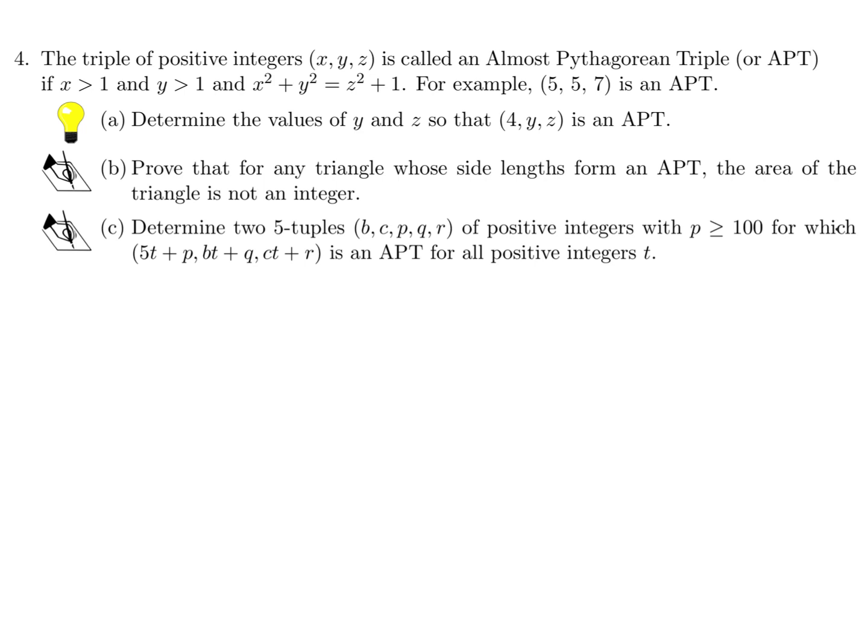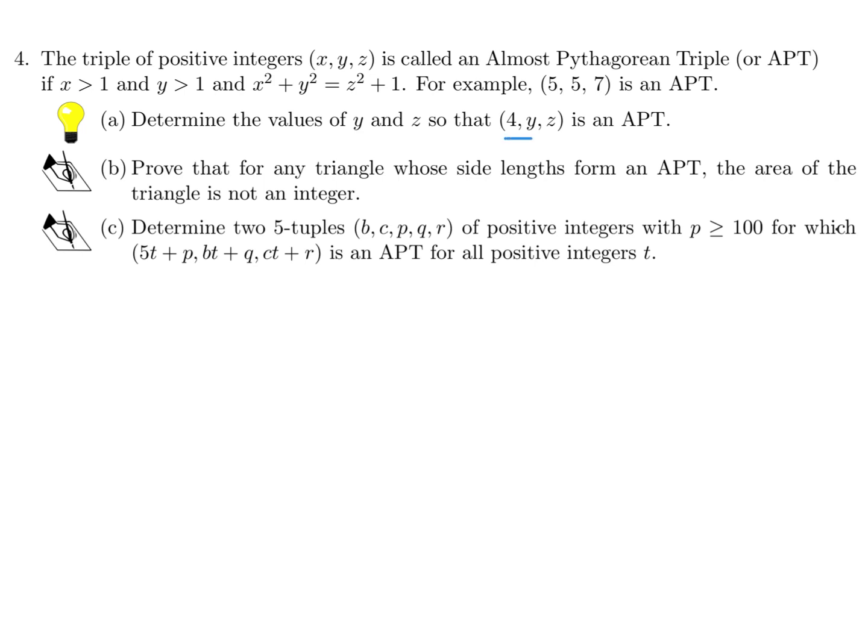The triple of positive integers x, y, z is called an almost Pythagorean triple, or APT, if x is greater than 1, y is greater than 1, and x squared plus y squared is equal to z squared plus 1. For example, 5, 5, 7 is an APT. Determine the value of y and z so that 4, y, z is an APT.